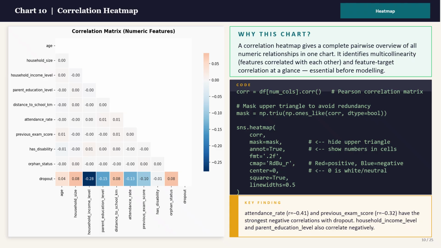So for the code, what we used is the Pearson correlation matrix, and then we mask the upper triangle to avoid redundancy. Then we hide the upper triangle. We show the numbers in cells. Red is positive and blue is negative, and 0 is white, which is neutral.